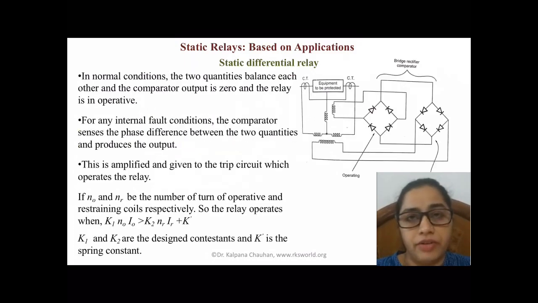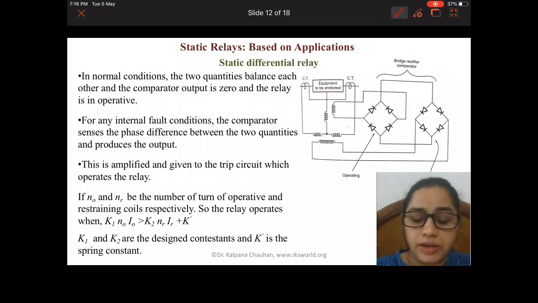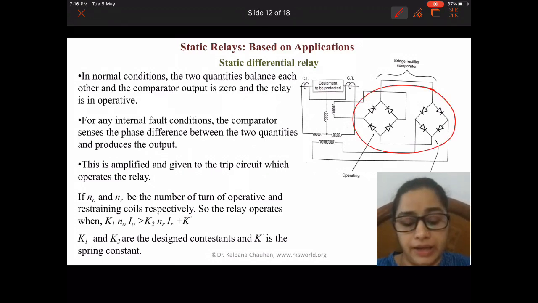the static differential relay. In normal conditions, those two quantities balance each other and the comparator output is 0. The relay is not in operating condition in this case. For any internal fault, the comparator senses the phase difference between the two quantities and produces an output. This output gets amplified with the help of an amplifier. Here we have a bridge rectifier, which gives to the trip circuit, which operates a relay.